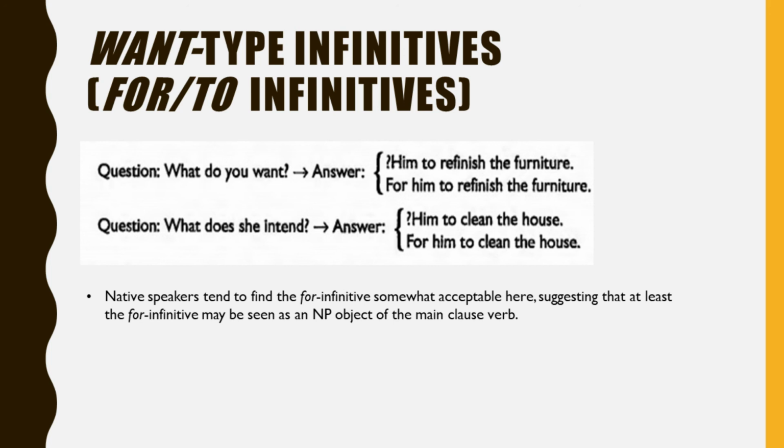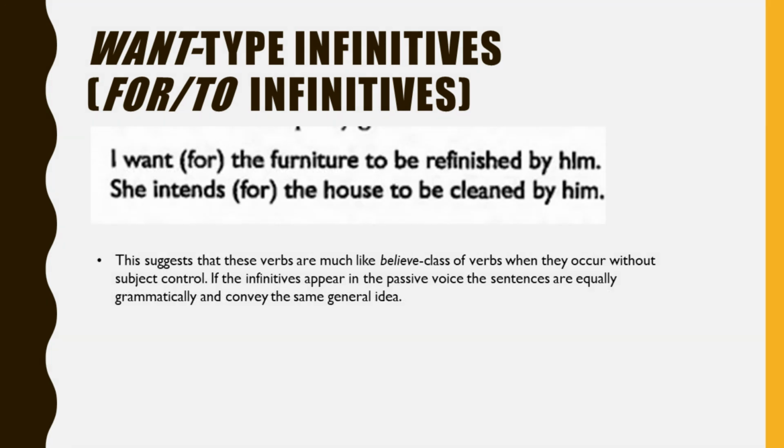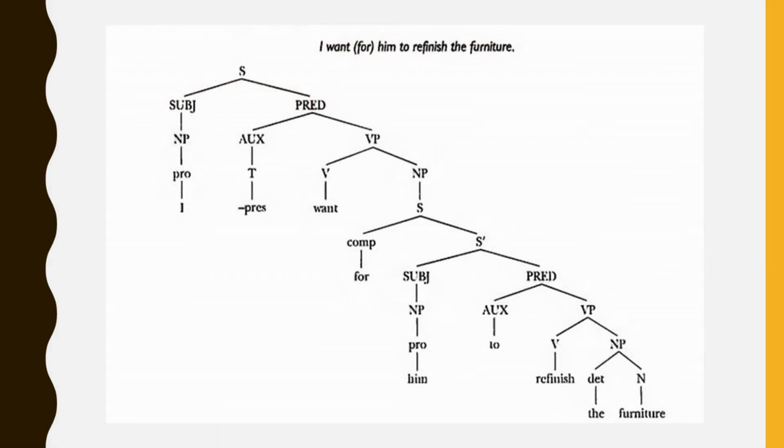At the same time, if we ask the who question, we come up with unfavorable results, suggesting that the pronoun him is not by itself the direct object of the verbs want and intend. If the infinitives appear in the passive voice, the sentences are equally grammatical and convey the same general idea, just like the examples above. This suggests that these verbs are much like believe when they occur without subject control. Since the word for appears in much the same position as the complementizer that in tense clauses, we will treat it as such, following the tradition established in generative grammar. The relevant tree structure is then as follows.